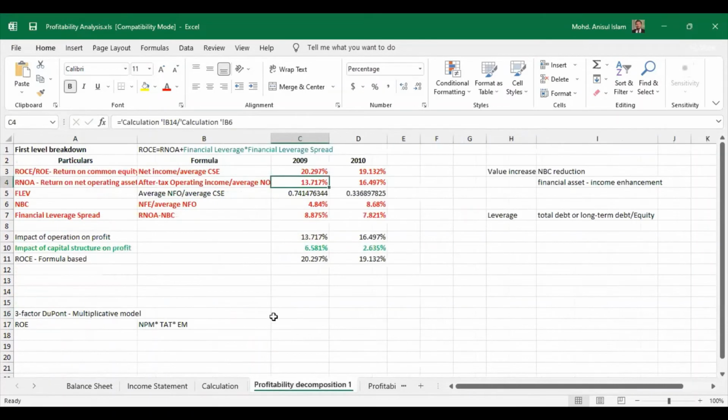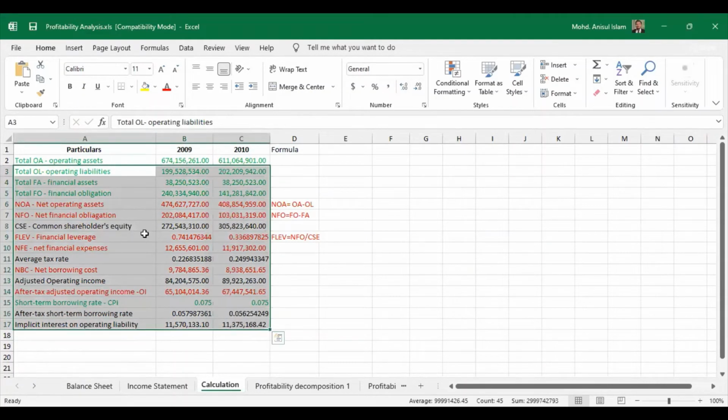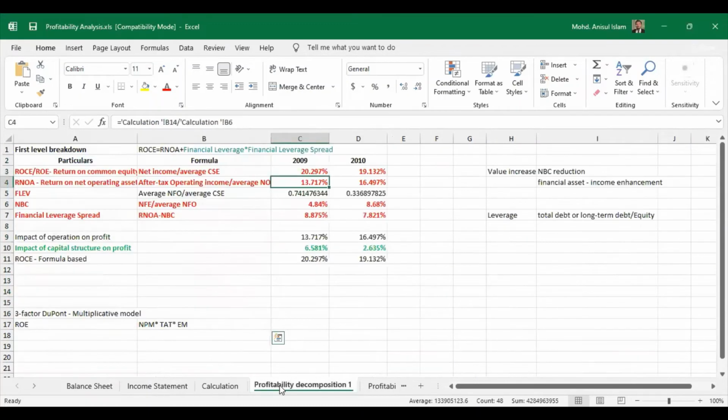Let's go to the main part. We already have our materials ready. Note that this should be prepared before making the spread analysis. If you do not have these materials, you might not complete the profitability decomposition in a good way. You have to go for calculation again and again. Okay. So we have our materials ready.